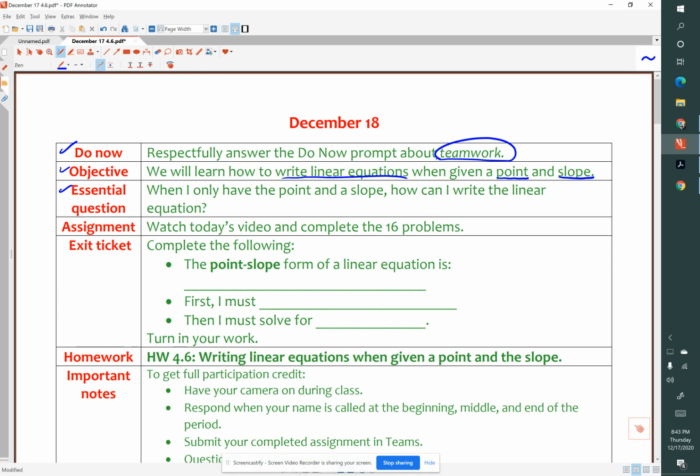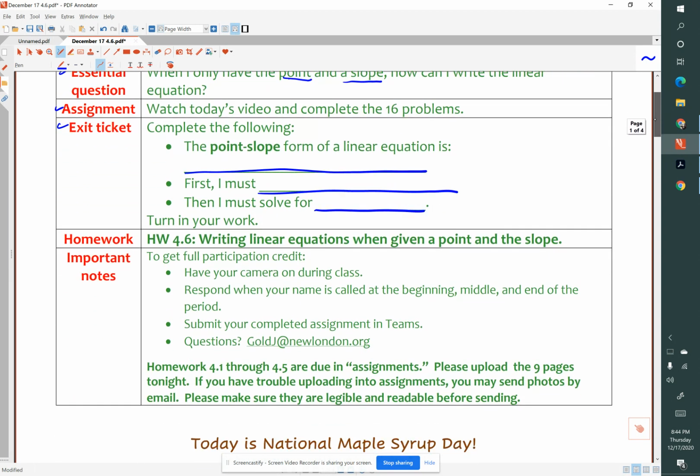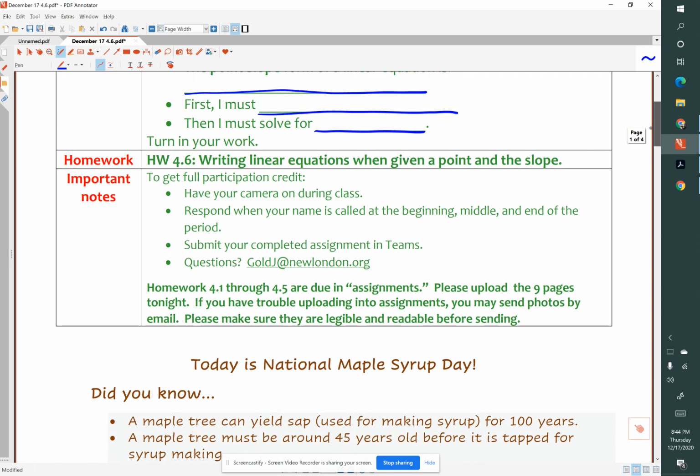Our essential question: when I only have a point and a slope, so you have one point and you have the slope, how can I write a linear equation? We'll watch the video and complete 16 problems today. For our exit ticket, I want you to complete the point slope form of the linear equation and talk about simplifying the point slope form, and turn in your work as usual in assignments in Teams.